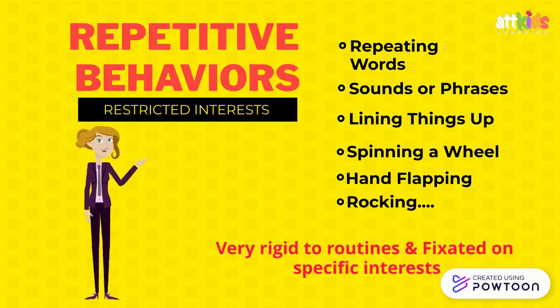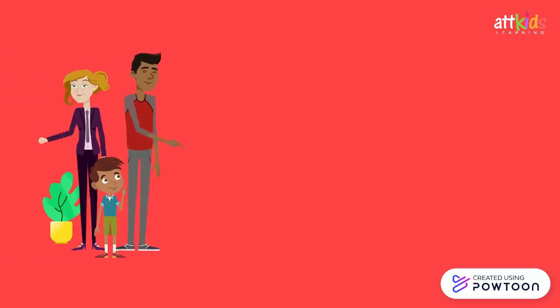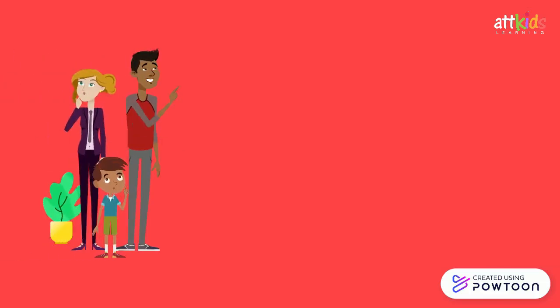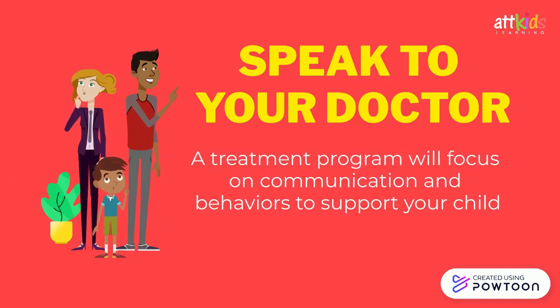Your child may seem very rigid to routines and fixated on specific interests like numbers or letters. If your child is showing any of these signs, it's important to speak to your doctor and take the necessary steps to understand the autism diagnosis further and the best treatments. It's important to remember that many of these characteristics can be addressed in treatment. A treatment program will focus on communication and behaviors to support your child.